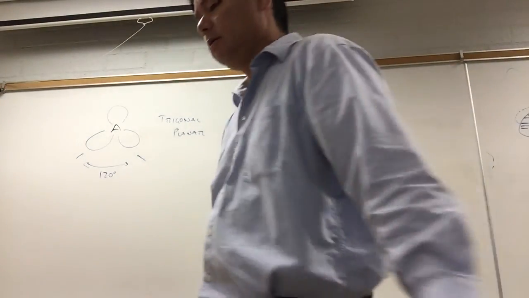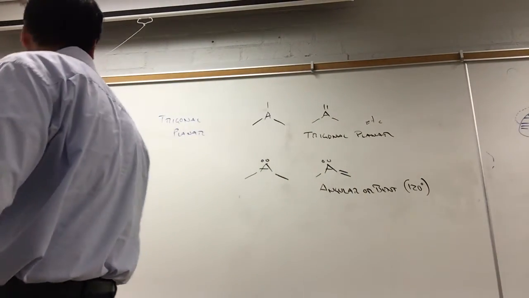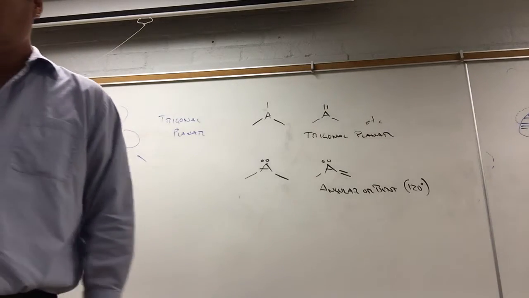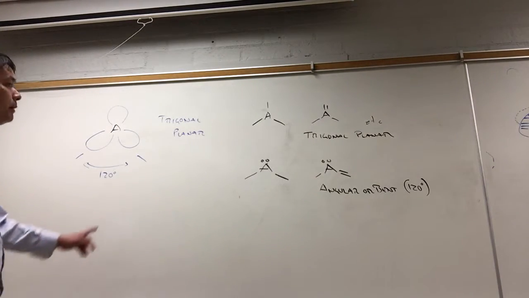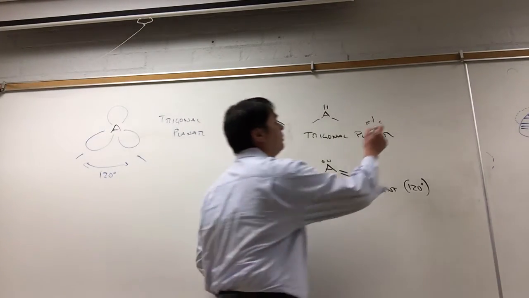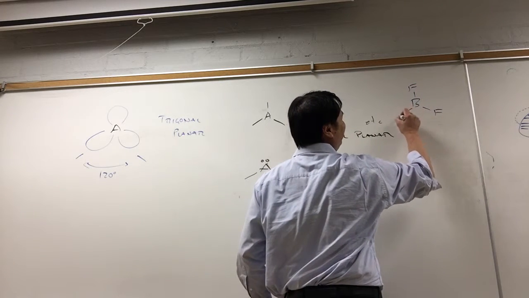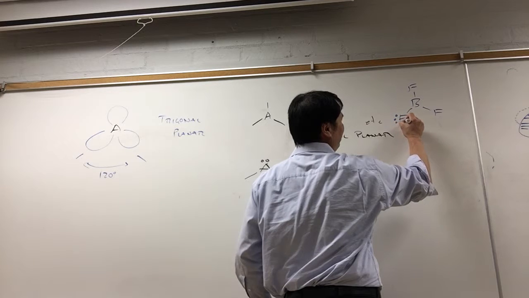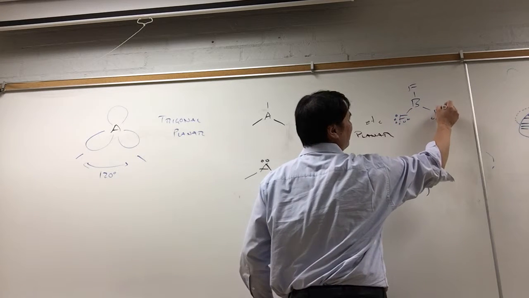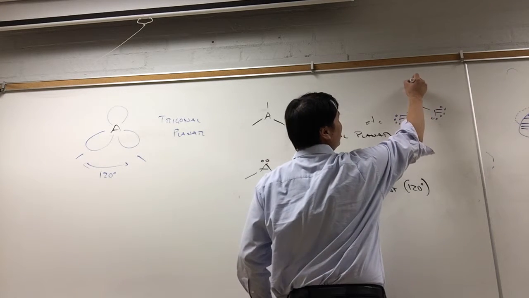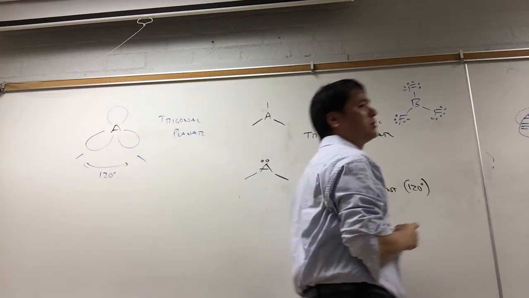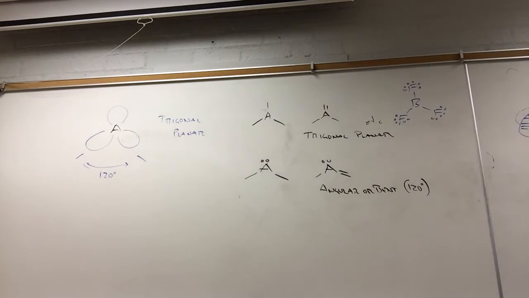Examples here. Examples of trigonal planar here. We could build BF3. BF3 is a strange looking structure. What's strange about BF3?